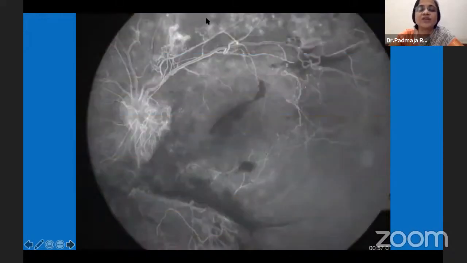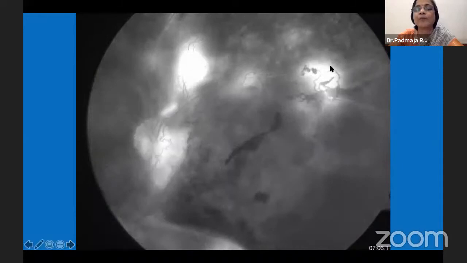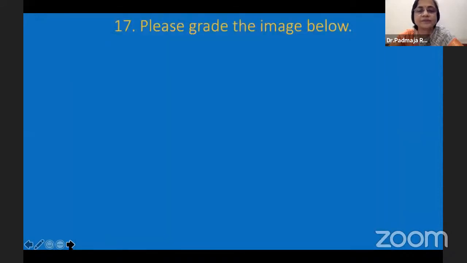And you can see when you do an angiography, just for the sake, not necessary that we do angiography for this, but in FFA, you can see that the new vessels actually leak profusely. So one can easily know. So this is a PDR with high risk characteristics.